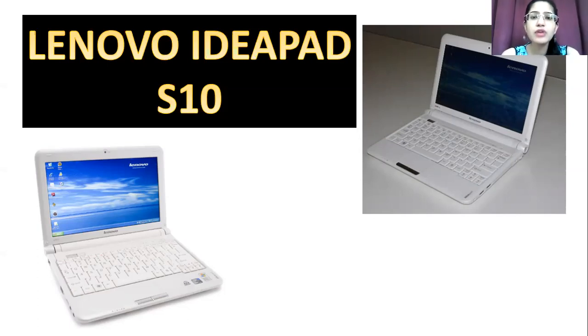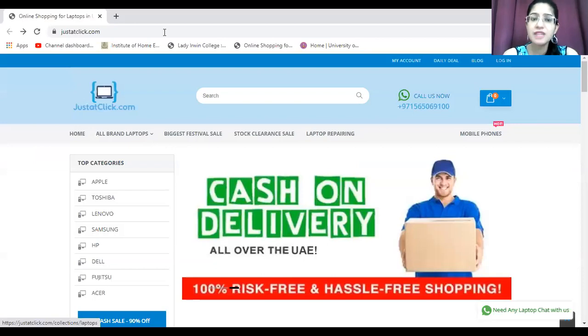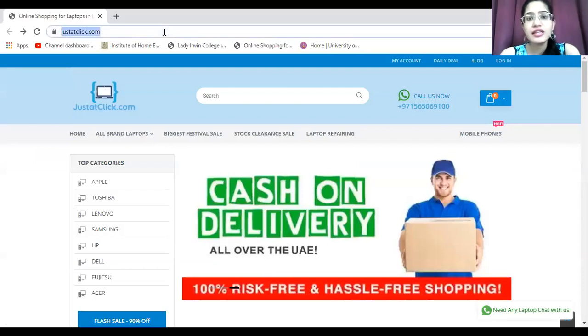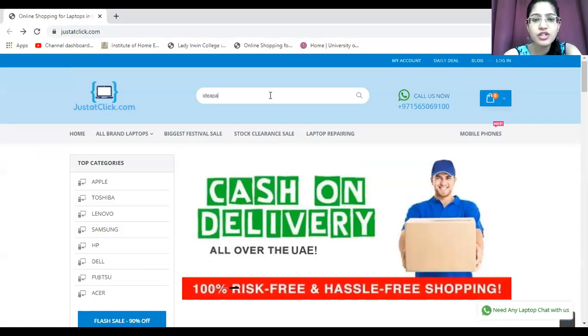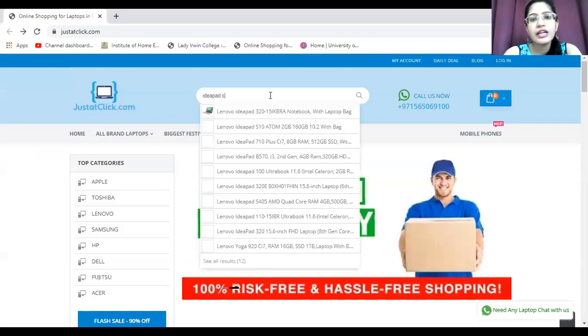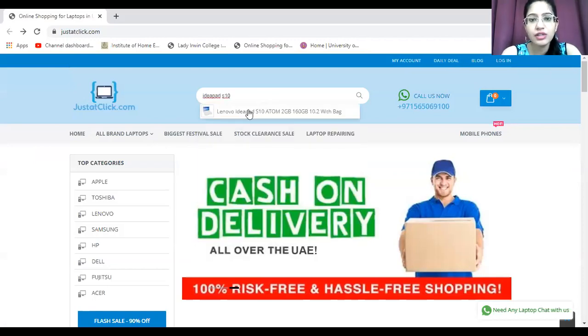Now let us talk about the pricing also, and for that let us visit a site. This is the site I'm talking about, and the site name is justatclick.com, where you get your favorite gadgets at pocketable rates. You can either type the full name of your gadget here, or you can type the initials, so you can type accordingly.